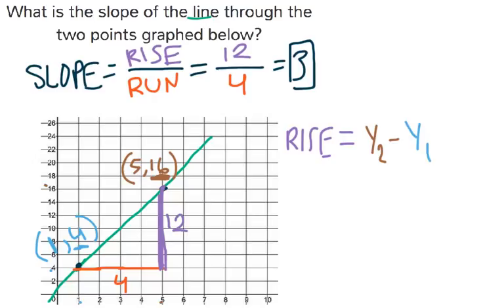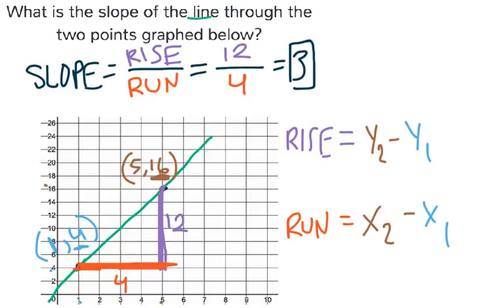And then the run, very similar, but this time we're going horizontally. The run is equal to x2, so the x value of that point up there is right here, minus x1. So that's this difference here, x2 minus x1. So we can plug that in as x2 minus x1.